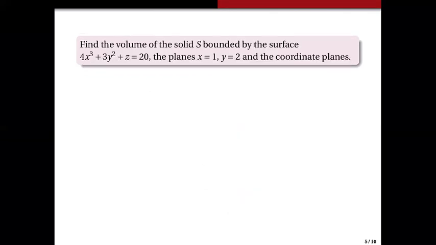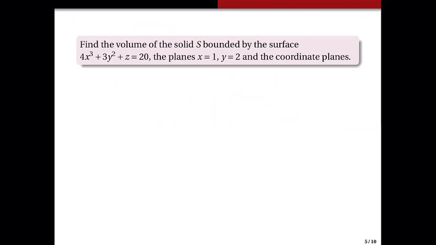For our next problem, we want to find the volume of the solid S bounded by the surface 4x cubed plus 3y squared plus z equals 20 and the planes x equals 1, y equals 2, and the coordinate planes.